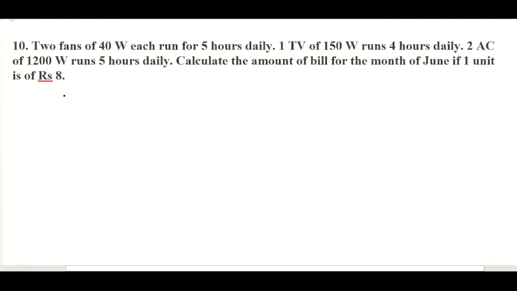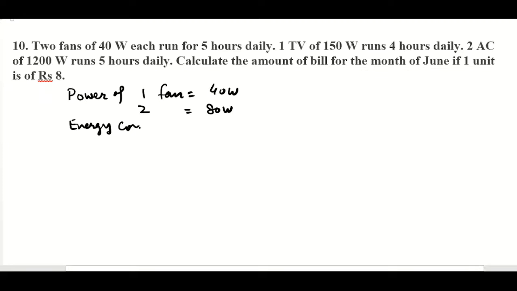So first of all we will calculate the energy consumed by the fans in one day. Power of one fan is equal to 40 watt. There are two fans, so power of two fans is 80 watt, and energy consumed in one day is equal to 80 into 5, that is 400 watt hours. This is the energy consumed by the fans.